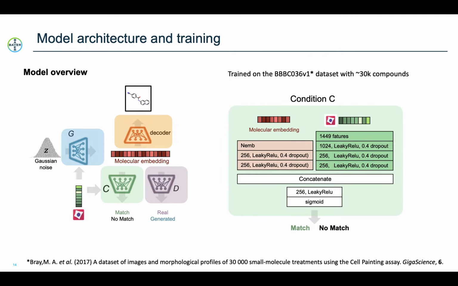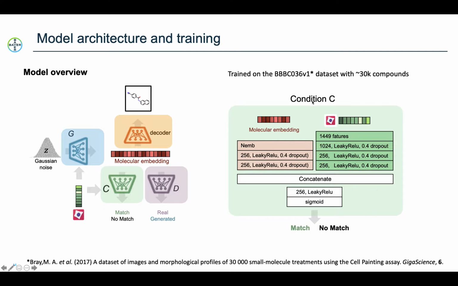Then going to the condition network, it is trained on the BBBC36 dataset, which contains morphological profiles for approximately 30,000 compounds. The architecture of this network follows a very simple, fully connected design. The molecular embedding is processed by a 2-layer network. The morphological profile is processed by a 3-layer network. Then these two networks are concatenated, fed into a further layer, and then classified by a sigmoid function between match and not match.